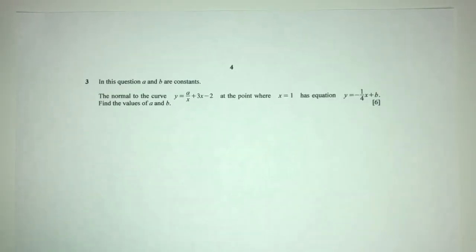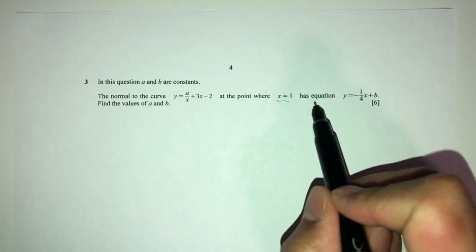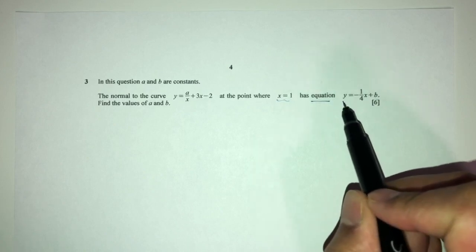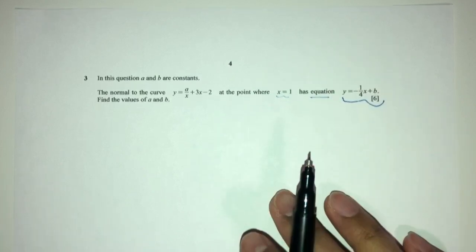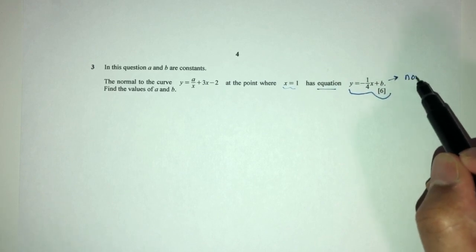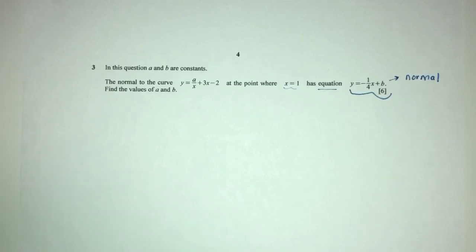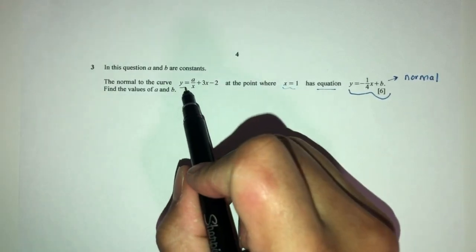So in this question, a and b are constants, okay? The normal to the curve y, so we have a curve y and we have a normal to that curve, at the point where x equal to 1 has equation this one. Okay, this is the equation of the normal, right? That's the equation of the normal. Now, this is my curve, obviously.